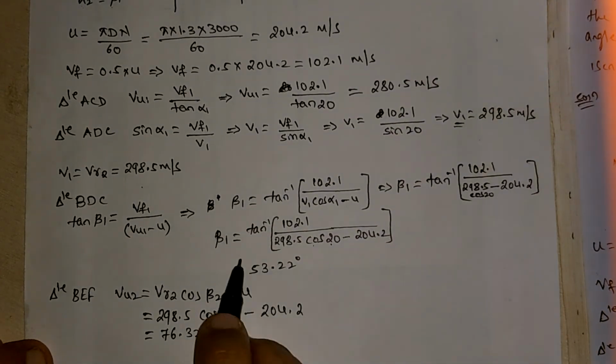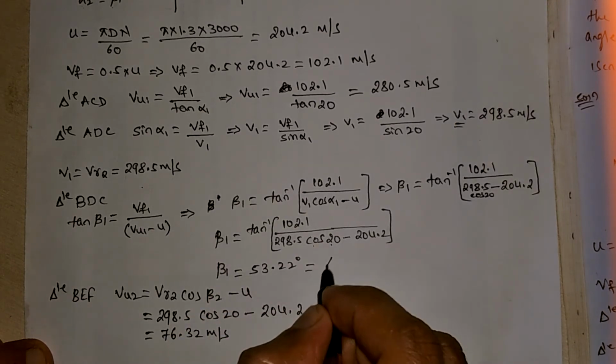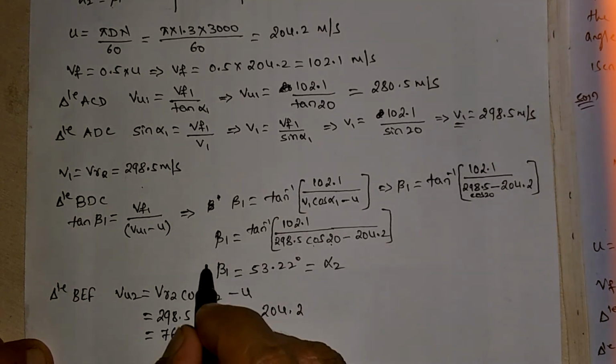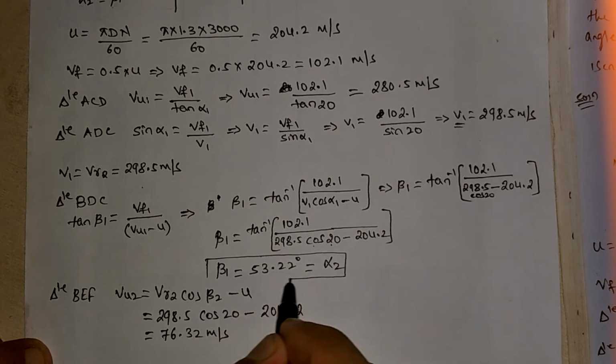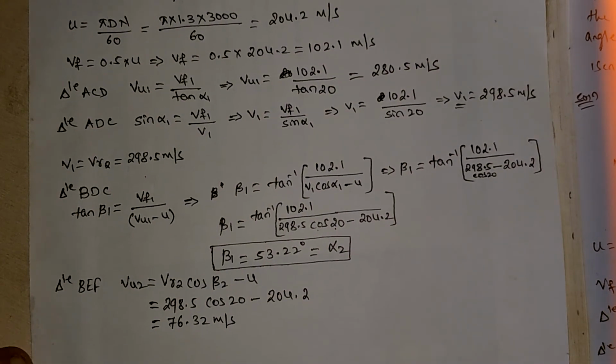Okay, now this beta 1 value should be equal to alpha 2 as per the given condition. This is very important for the Parsons turbine: beta 1 is equal to alpha 2. Okay, now we'll calculate the power here.